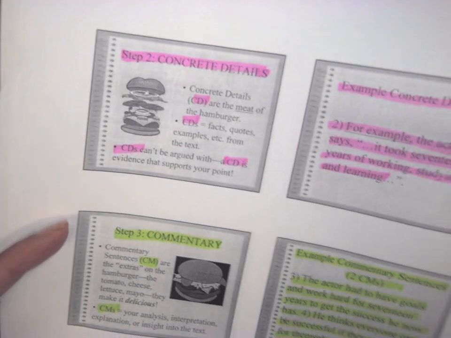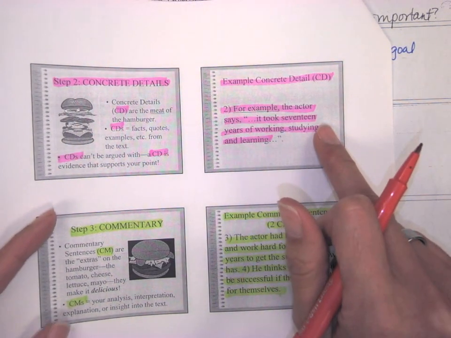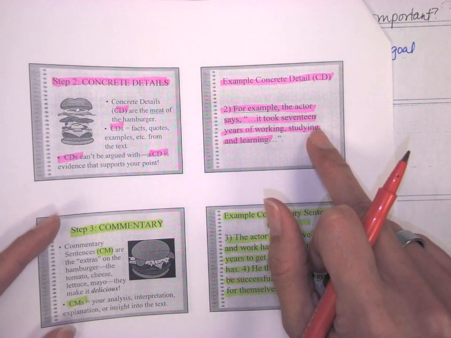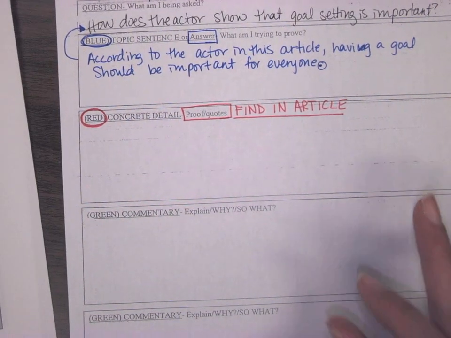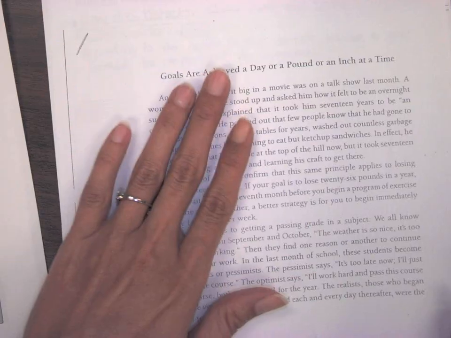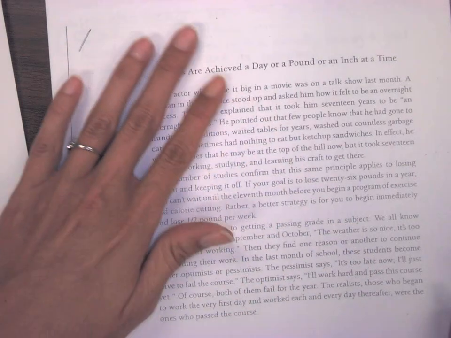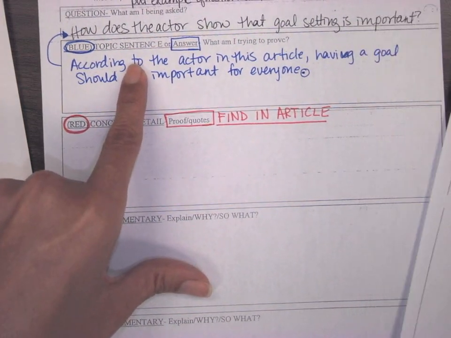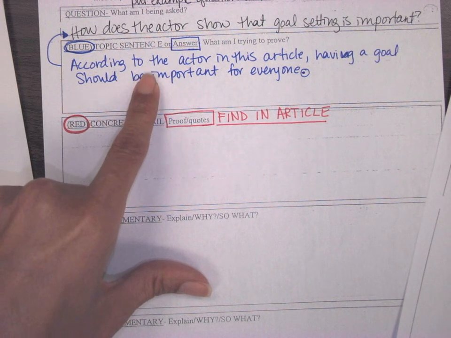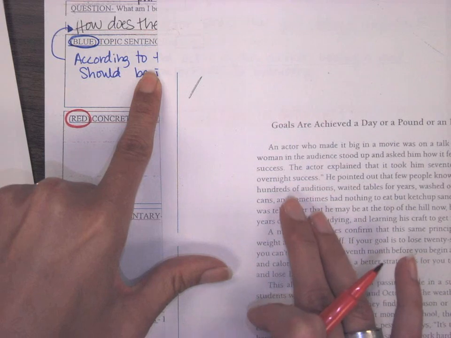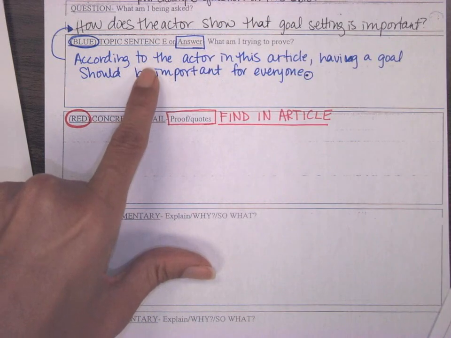All right. Now again, there's an example in the PowerPoint that's in Google Docs. So I'm going to use this example, concrete detail, and I'm going to show you where it is in the article before I write it down. So now I could have used anything in here. Anything in here I could have used as my proof, as long as it goes with my answer of having a goal should be important for everyone. So if the stuff you find in the article does not match your answer, you can't use it.